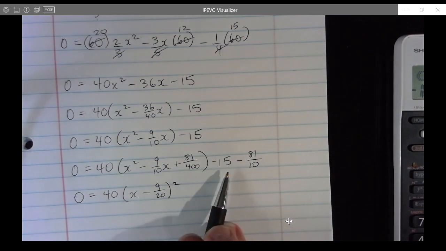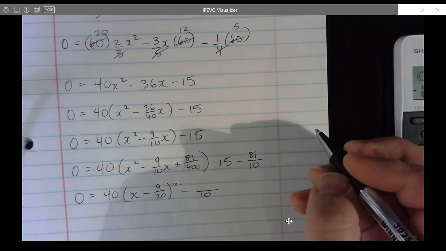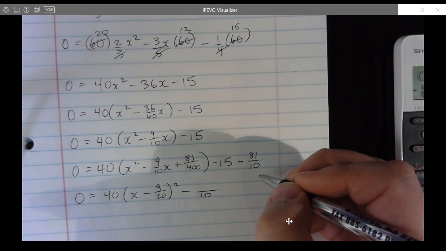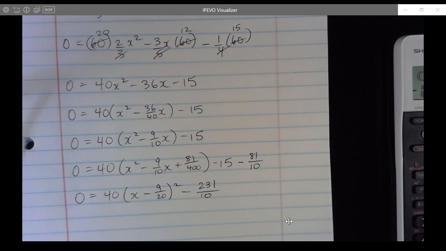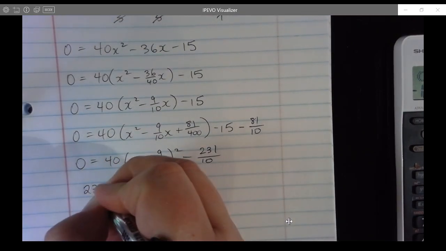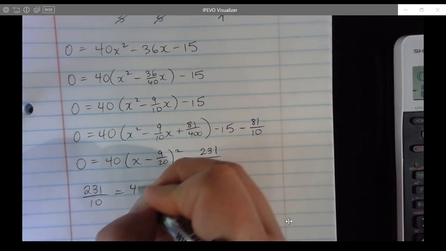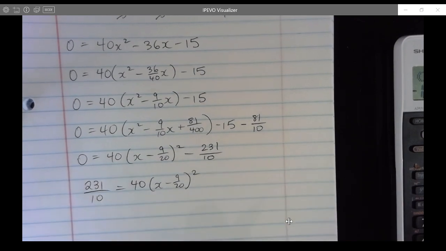15/1, the common denominator is 10, so that's minus 150 minus 81. So it's over 10, and again, 150 and 81 is 231. So we're looking at 231/10. Now I'm going to add 231/10 to both sides of the equation. I'm going to divide both sides of the equation by 40.